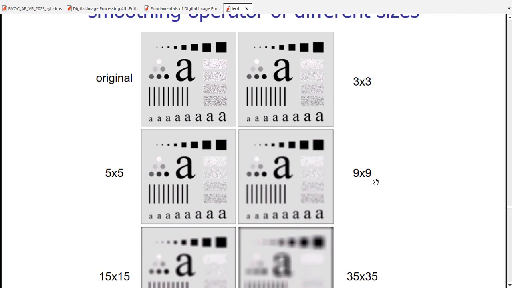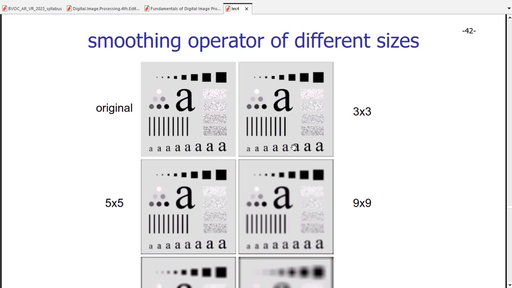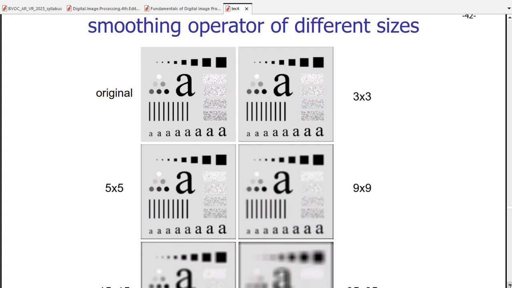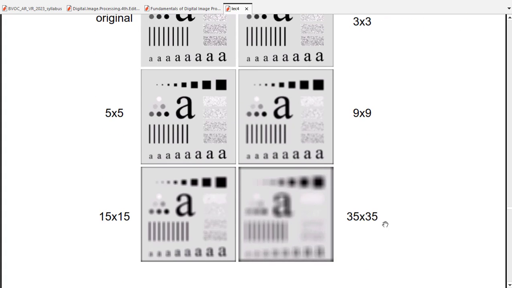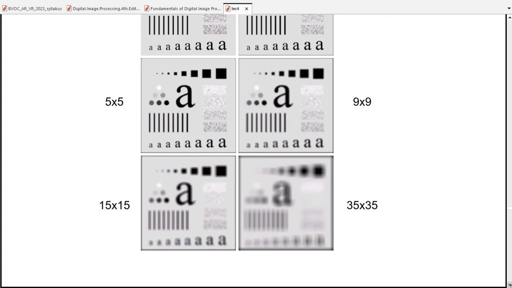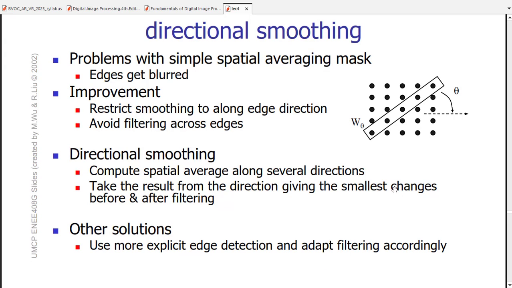This is the original, and this is the result of the operator. It comes out like that with different sizes of the smoothing operator: 3 by 3, 5 by 5, 9 by 9, 15 by 15, and 35 by 35. We will come to directional smoothing. The problem with the simple spatial averaging mask is that edges get blurred.